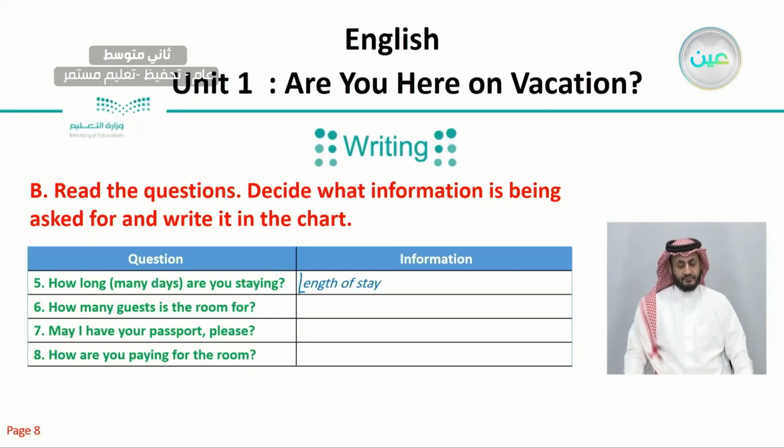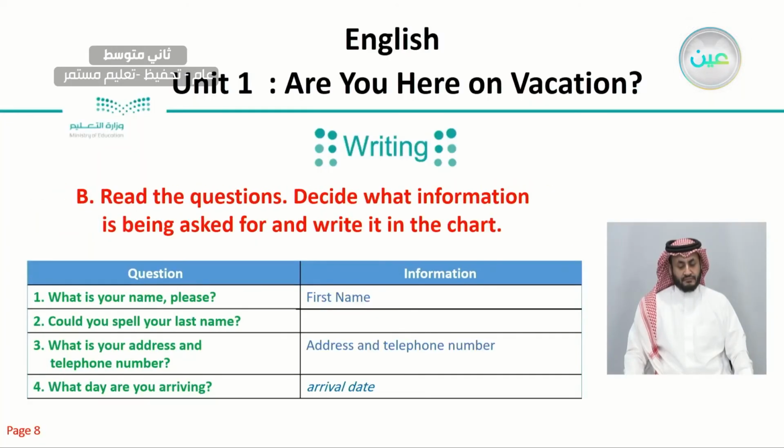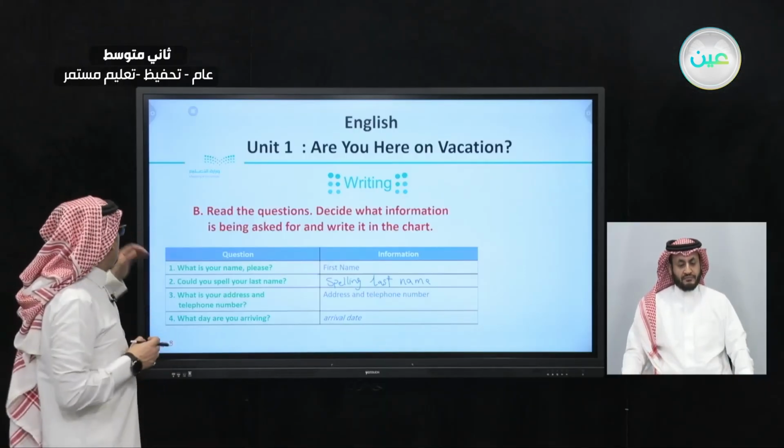Now we will have the correct answers, okay? Number 1, it's about first name. Number 2, okay, it's about spelling last name. Number 3, what is your address and telephone number? It's about address and telephone number information. Number 4, what day are you arriving? The information here is about arrival date, okay?